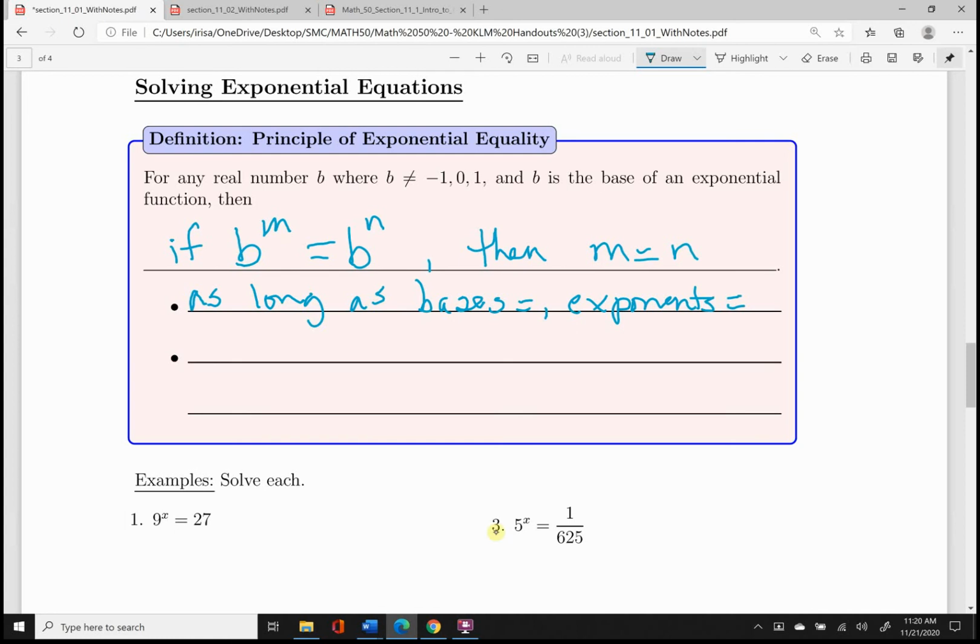Okay, but you might have to, and you're going to find this to be true in the exercises, the examples that we're about to go through, you might need to force a common base if it's not already there. And I'll show you what I mean by that. Force a common base.